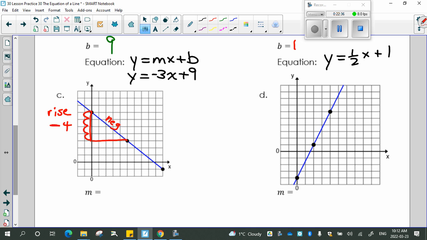And then my run, I always run to the right. So 1, 2, 3, 4, 5. So my slope is going to be the rise, which is negative 4, divided by the run, which is 5. And that doesn't reduce. So my slope is negative 4 over 5.